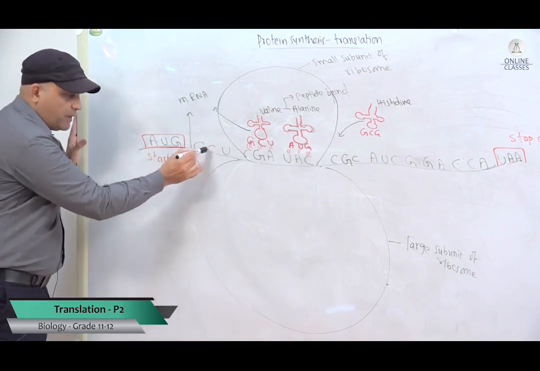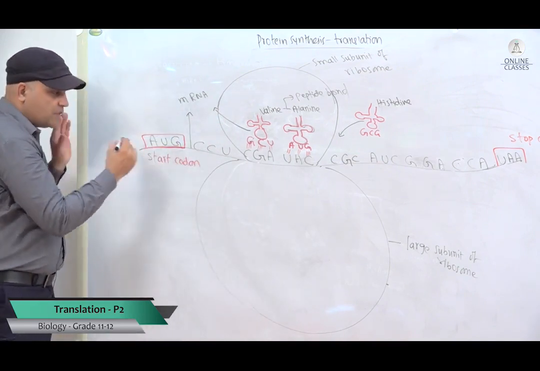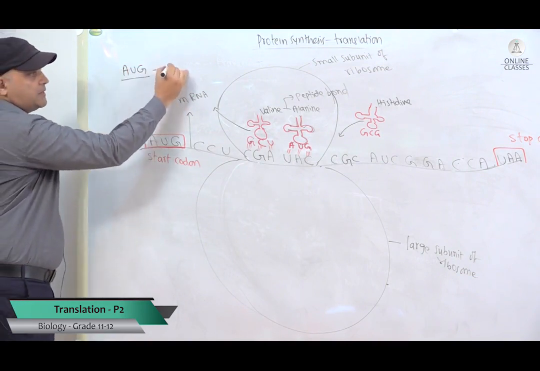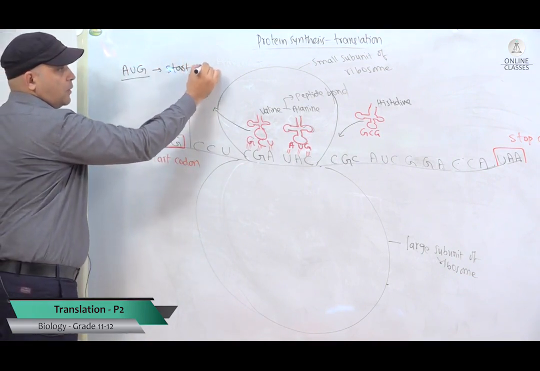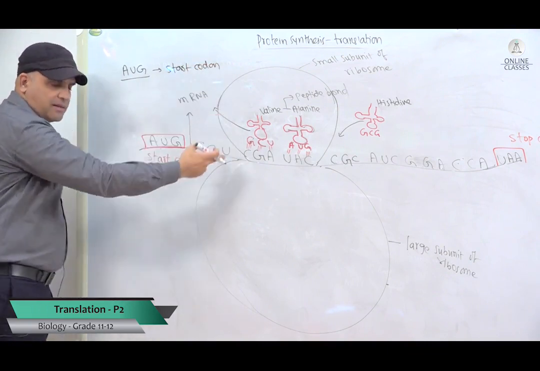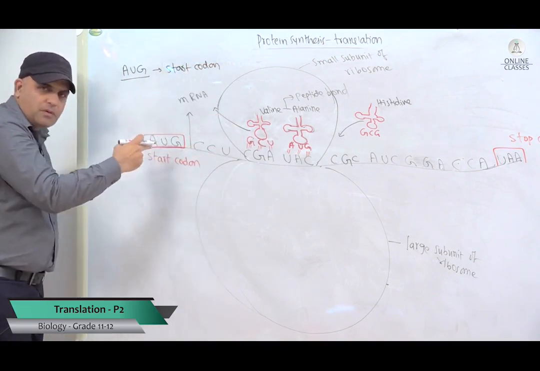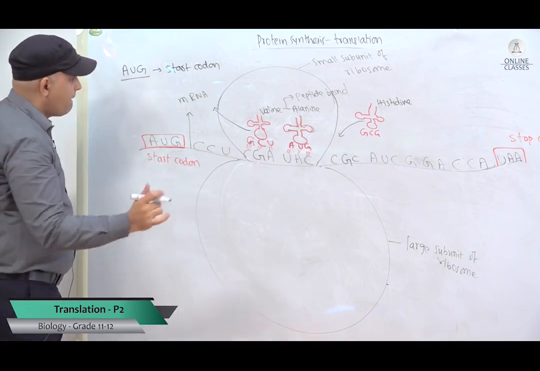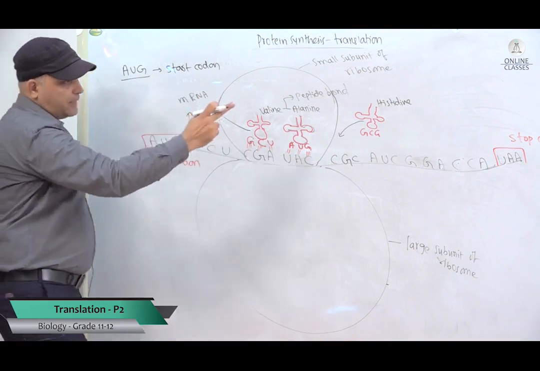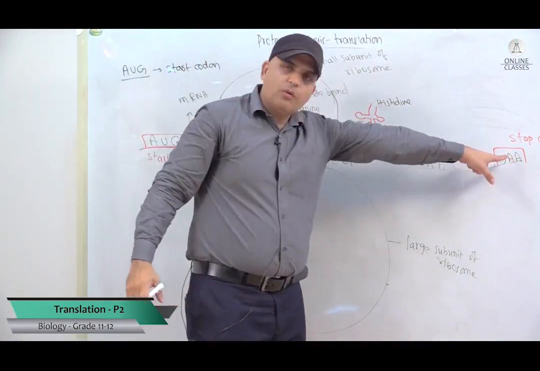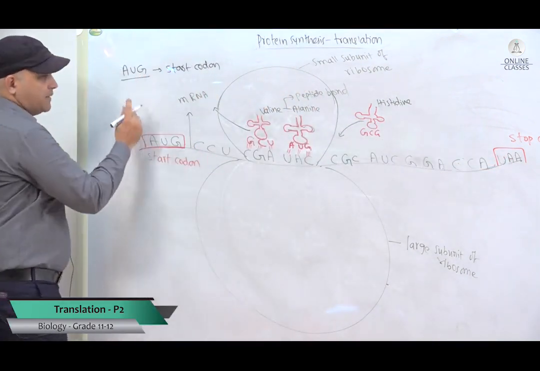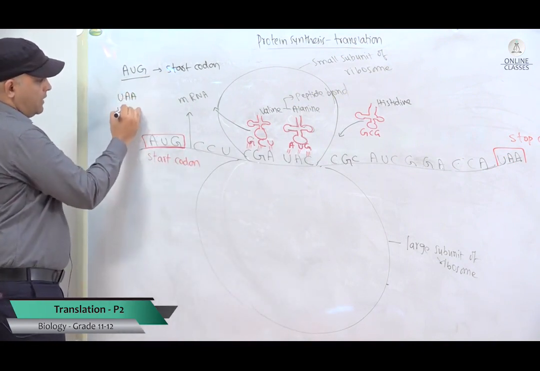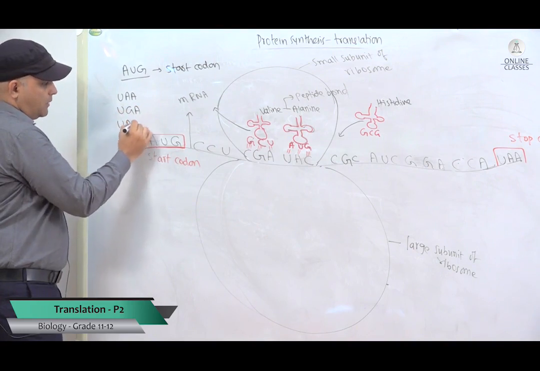At the beginning of the mRNA, you have a start codon, which is always AUG. Remember, AUG on mRNA is the start codon. What it means is, it signals the ribosomes to start the process of translation from this point onwards. It doesn't code for any amino acid. Then at the end of this mRNA, you have a stop codon. Here you have 3 stop signals, any of them. It can be UAA, UGA or UAG.